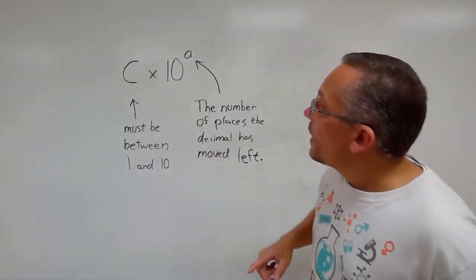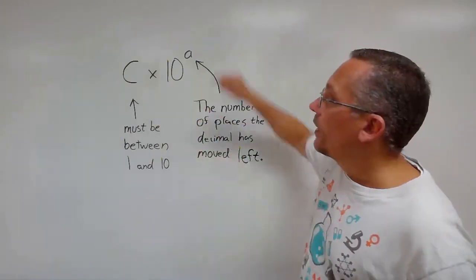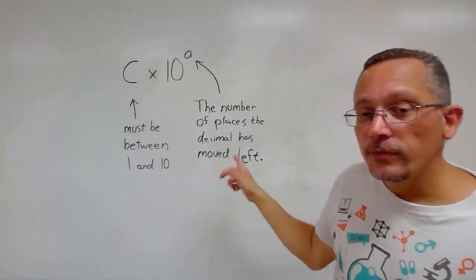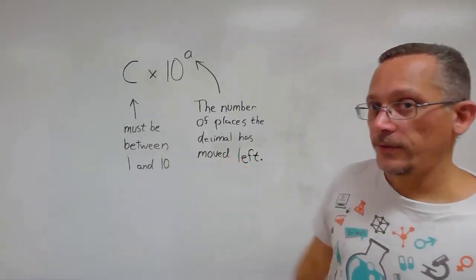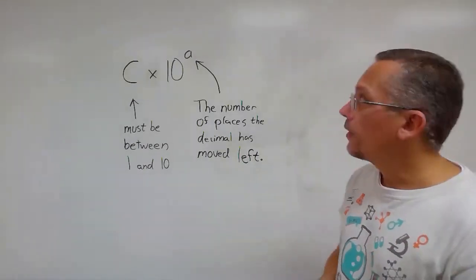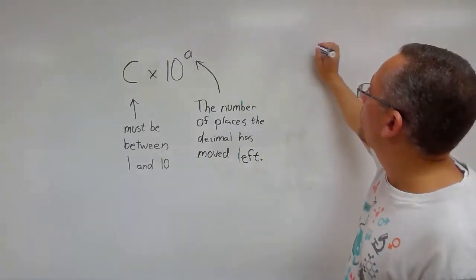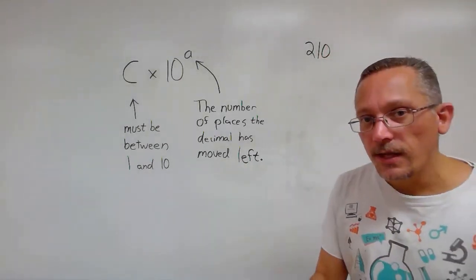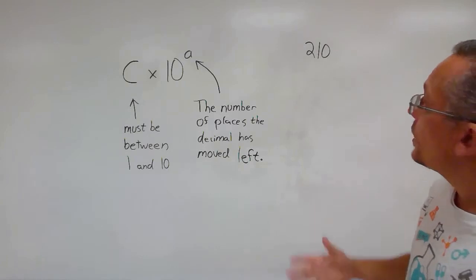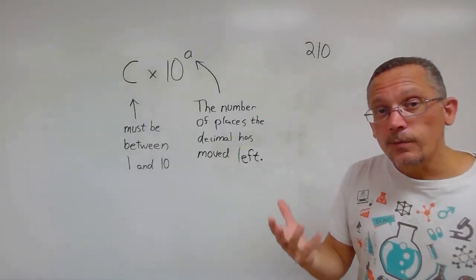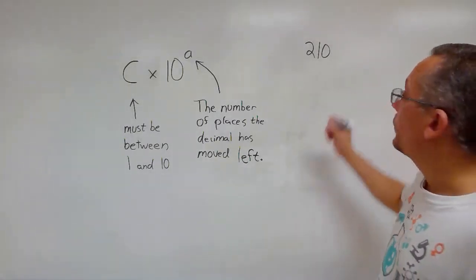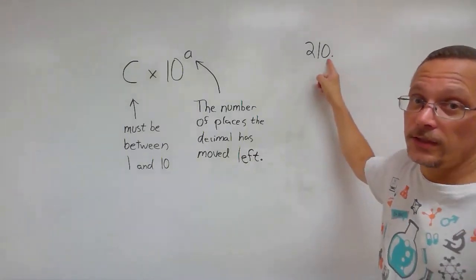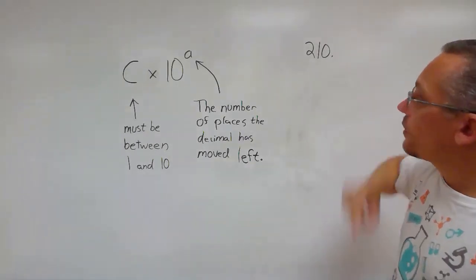Right? And then it's always times 10, and then the exponent up here is going to be the number of places that you've moved your decimal point to the left. Okay, so let's think about a number like, I don't know, how about 210? How would we express this in scientific notation? Well, first we've got to ask ourselves, where's our decimal point? And our decimal point in this number is right here at the end. If you don't see a decimal point in a number, you know it's at the end, right? So here's our decimal point.